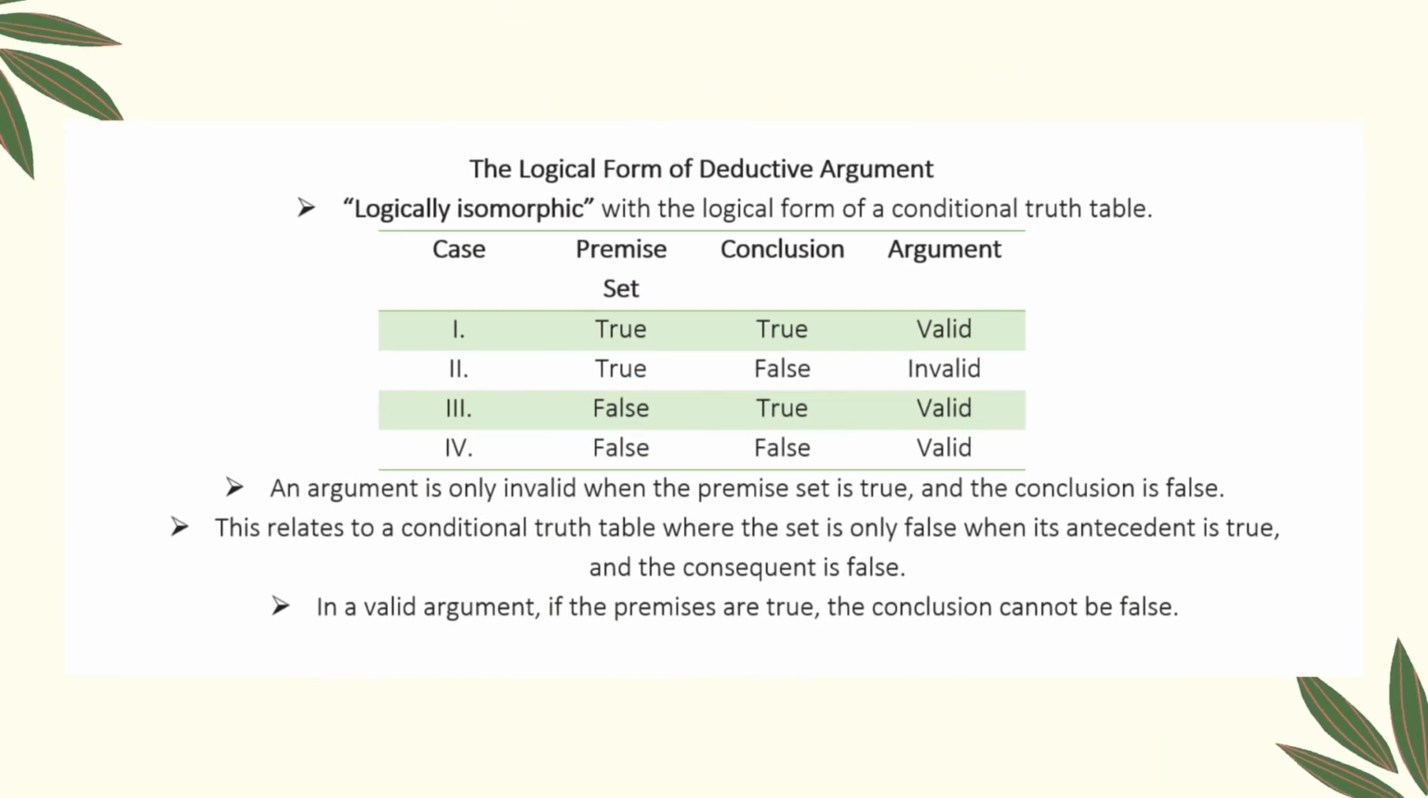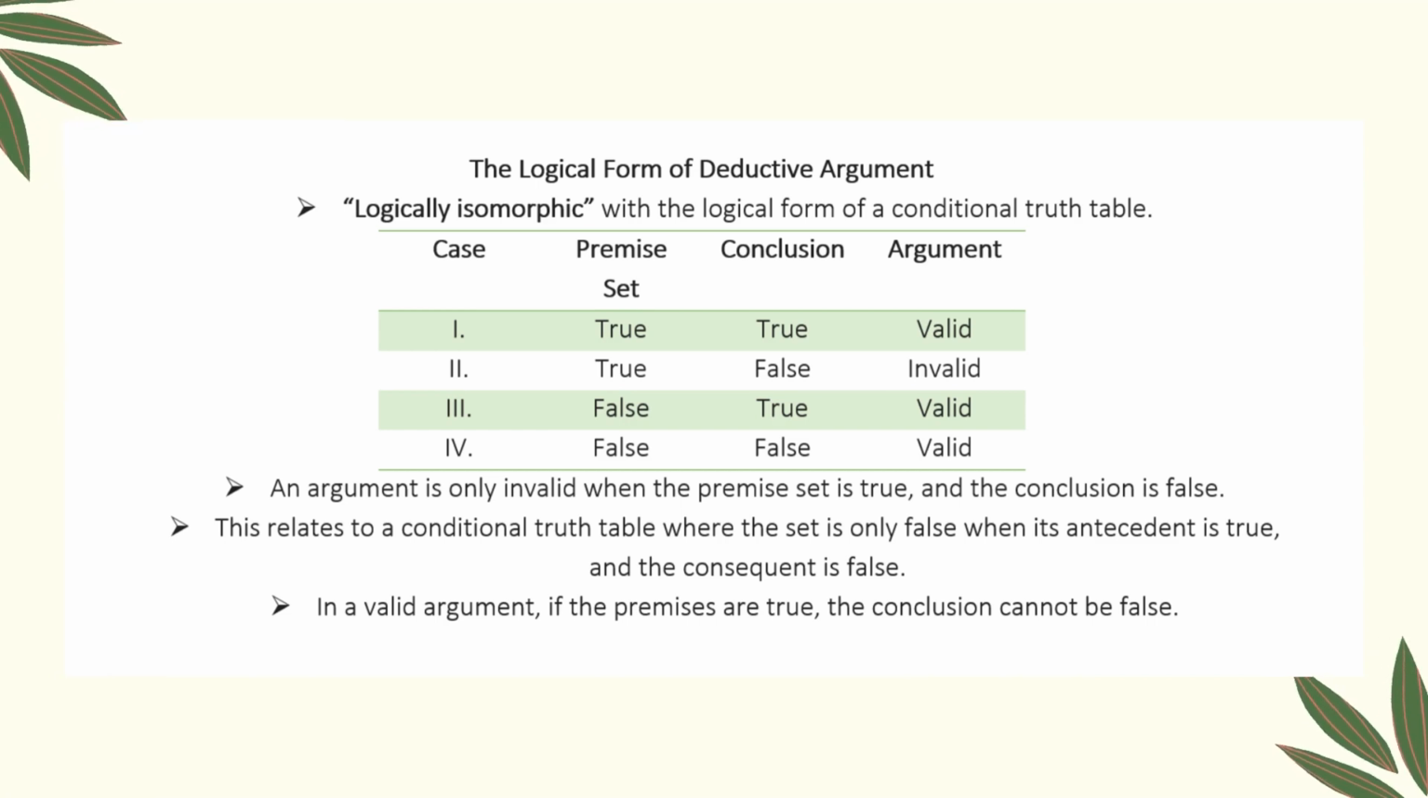We should also take note that the logical form of a deductive argument is logically isomorphic with the conditional truth table. We have 4 cases. Case number 1, if true, then true, it is a valid argument. Case number 2, if true, then false, the argument is invalid. Case number 3, if false, then true, the argument is valid. And the last case is that if false, then false, the argument is valid.